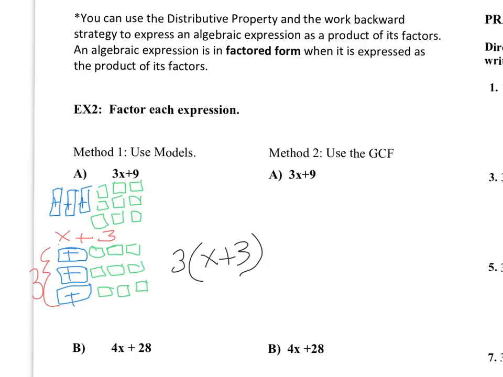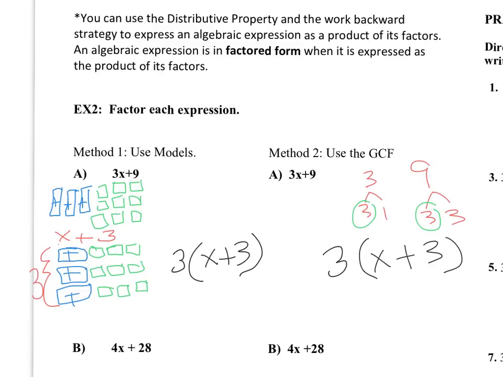Now, the same thing in method 2, I would use the GCF, meaning that I would find factors. So I'd take 3 and 9. 3 is 3 and 1, and then 9 would be 3 and 3. So what they share in common are the 3's. If they share only a 3 in common, then that is what's factored out. So that comes out, and I'm left with x plus 3. Because if I use the distributive property to evaluate, 3 times x is 3x, 3 times 3 is 9.